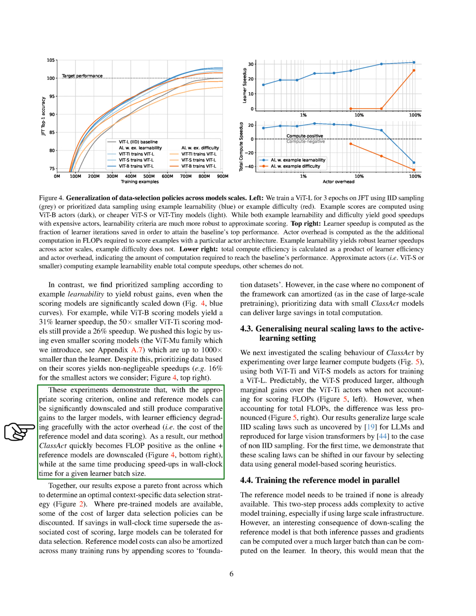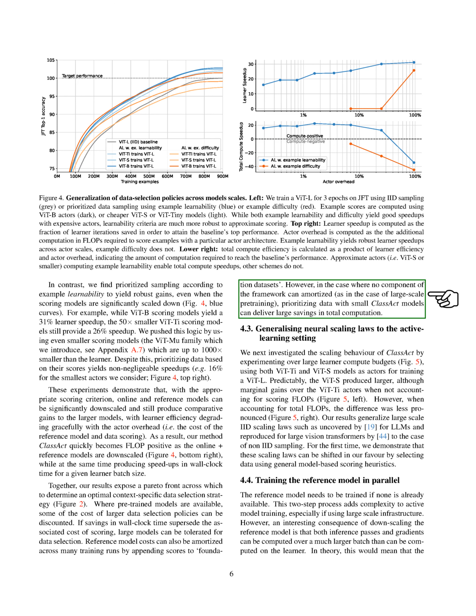As a result, our method, which we call ClassAct, quickly becomes more efficient as the online and reference models are downscaled. This results in speed-ups in the time it takes to train the model for a given batch size. In conclusion, our results suggest that an optimal data selection strategy depends on the specific context. If pre-trained models are available, some of the cost of larger data selection policies can be discounted. If savings in time outweigh the associated cost of scoring, large models can be used for data selection.